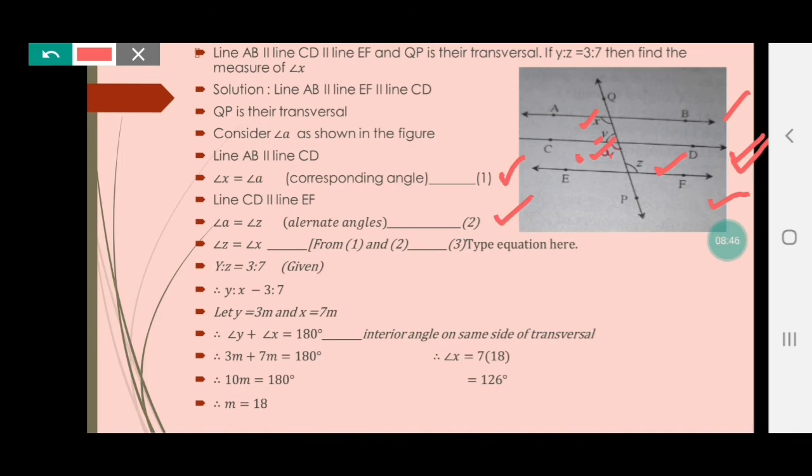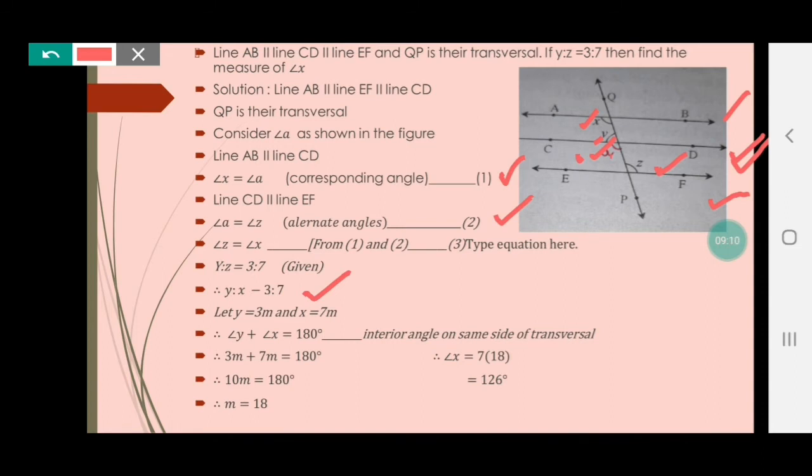From 1 and 2, what do we conclude? Angle A is equal to angle X. Angle A is equal to angle Z. From this we conclude that angle Z is equal to angle X. Right. Now y is to z is equal to 3:7. Now in place of z I can substitute x. Why? Because z is equal to x. So y is to x is equal to 3:7.